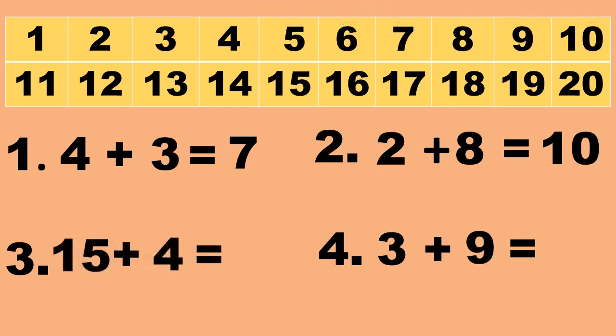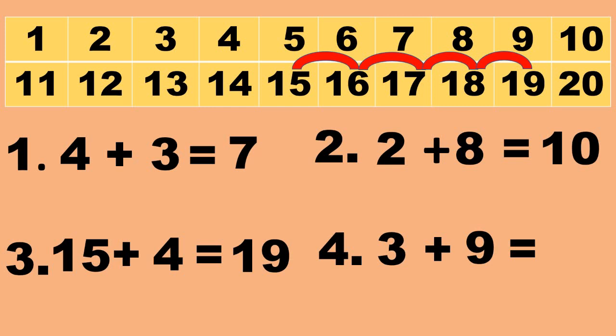Now student, in third sums we have 15 plus 4. So 15 number keep in your mind and we have to go 4 steps forward after 15 like this. 16, 17, 18, 19. So what answer we got? Yes, 15 plus 4 is equal to 19.